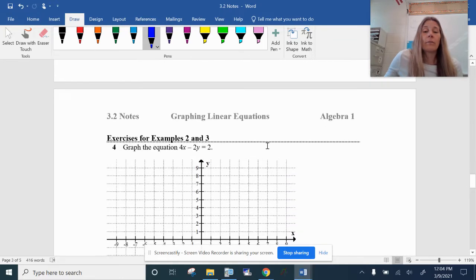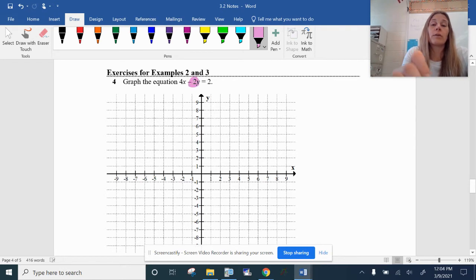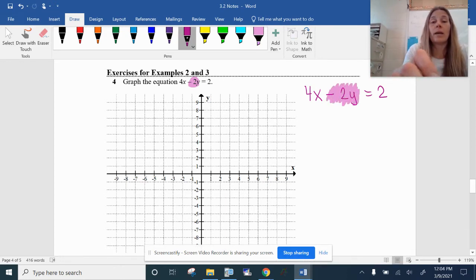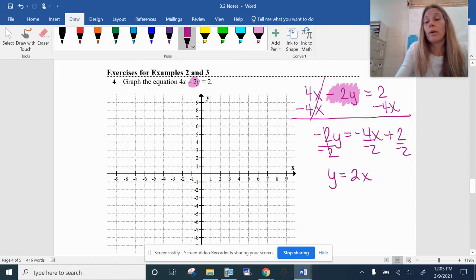All right, so let's try that again. Now in this example, we're going to have to solve for the y first. So I'm going to write it over here, 4x minus 2y equals 2. Now first thing we want to do is get the entire y term alone. So I'm going to leave all of that at -2y, and I'm going to move my 4x over using the inverse operation of minus 4x. So I have -2y equals -4x plus 2. Then simply dividing everything by -2, that will leave me with y equals 2x minus 1.